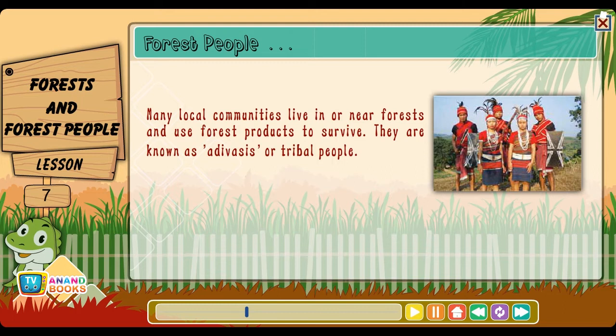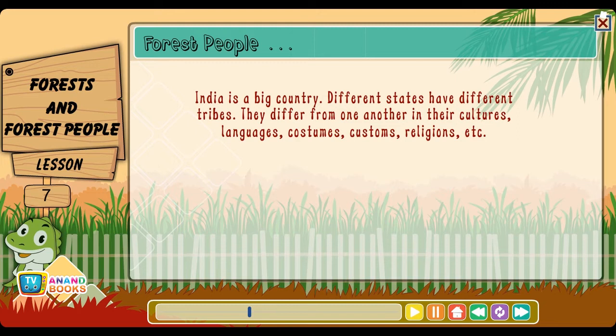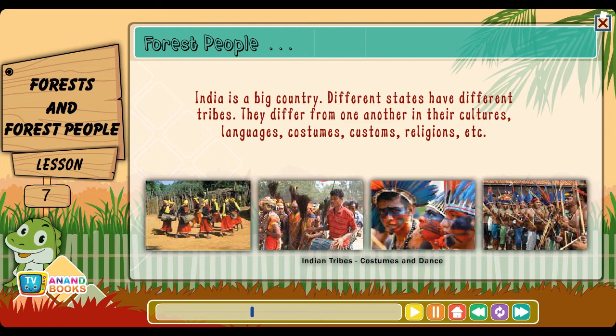They are known as Adivasis or tribal people. India is a big country. Different states have different tribes. They differ from one another in their cultures, languages, costumes, customs, religions, etc.